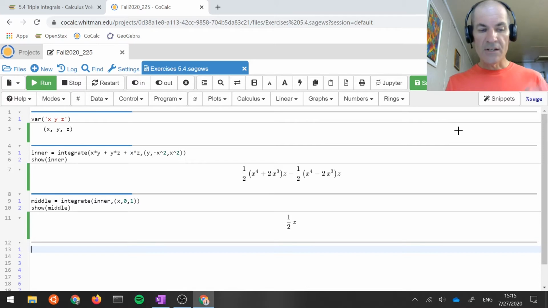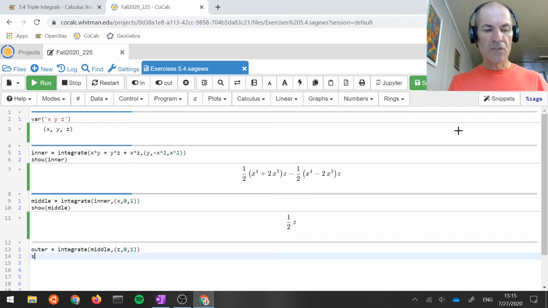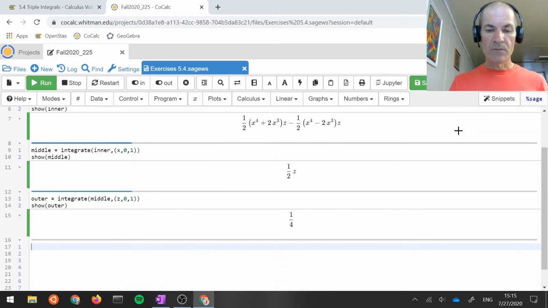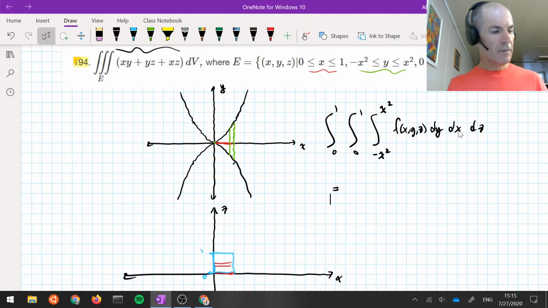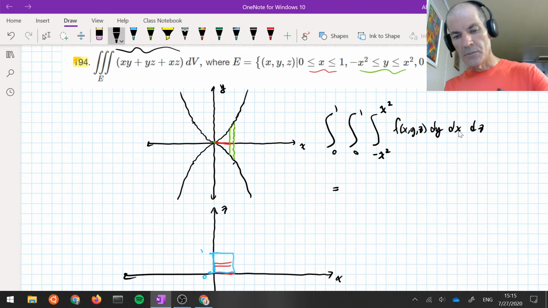In fact, the last integral is one that you could probably do by hand, but just to finish this off, outer is going to be the integral of middle with respect to which variable? Z, over what range? 0 to 1. And I'm going to ask Sage to show me the result. And this will be the final answer, 1/4. So I can just put 1/4, and I'll just put a note here using Sage.